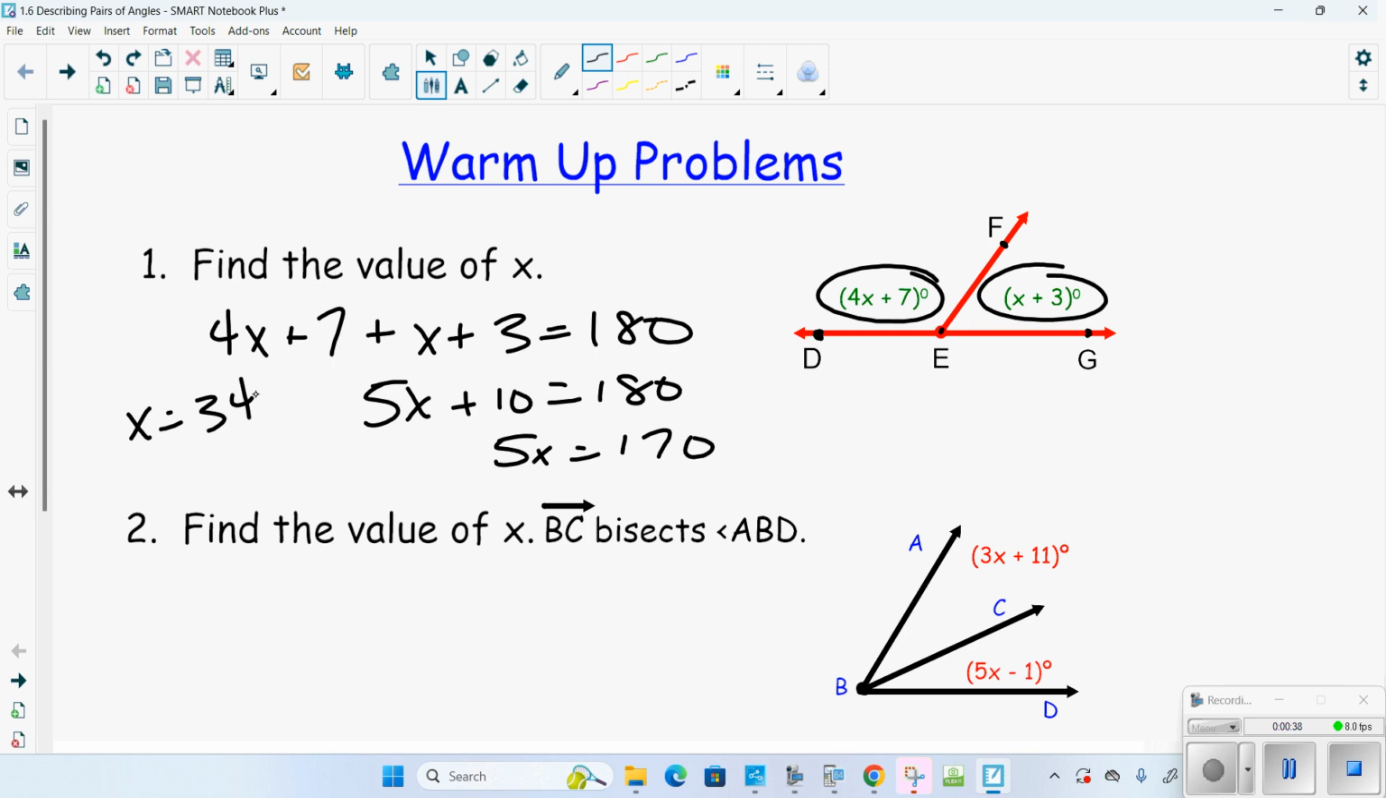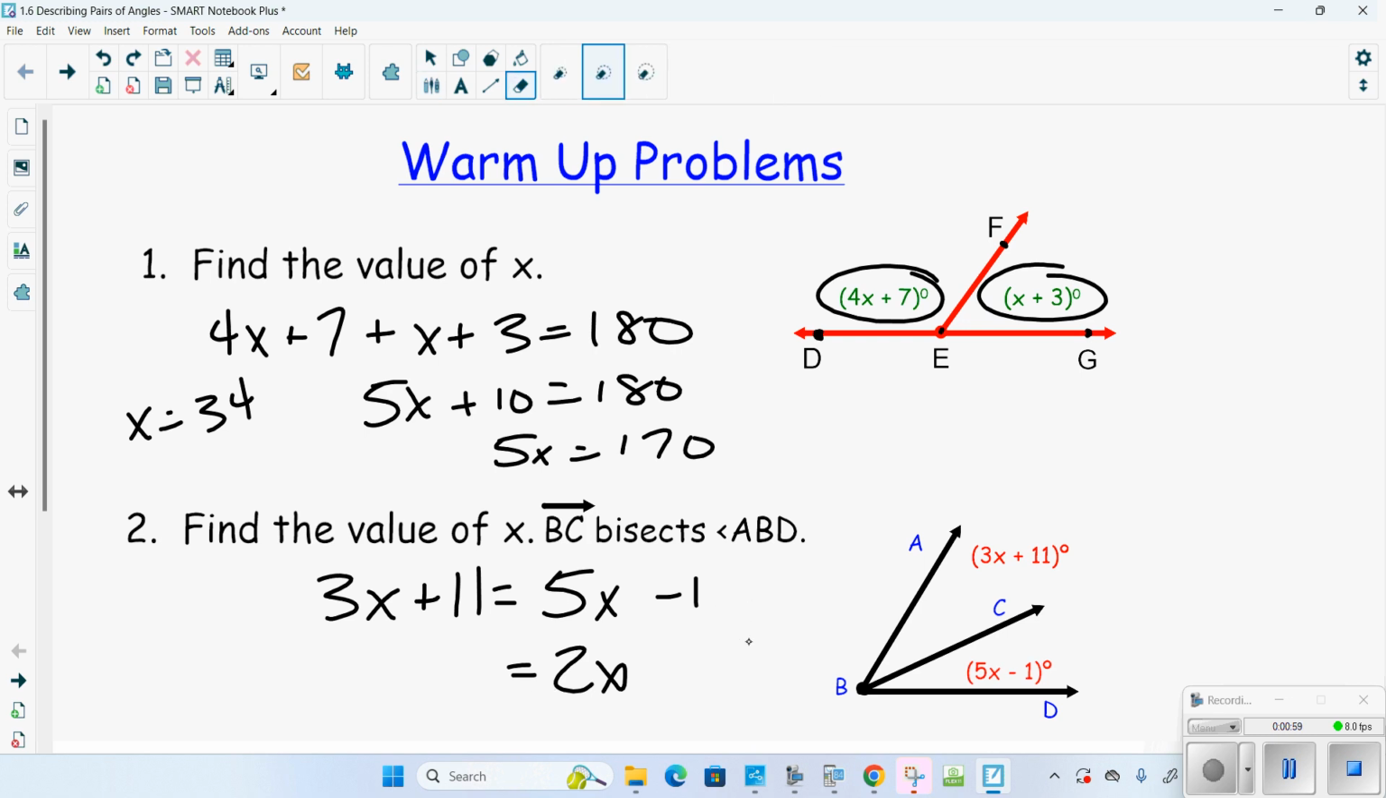Next, find the value of x if BC bisects. This goes back to our previous section, section 1.5. The word bisects means cut in half, or cut into two equal or congruent angles. And so setting that up, 3x plus 11 equals 5x minus 1. Sorry about that, typo there. 2x equals 12. I got x equals 6. And it asked me to find the value of x.